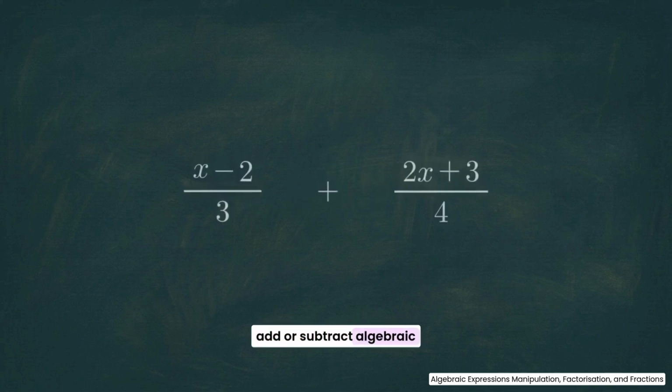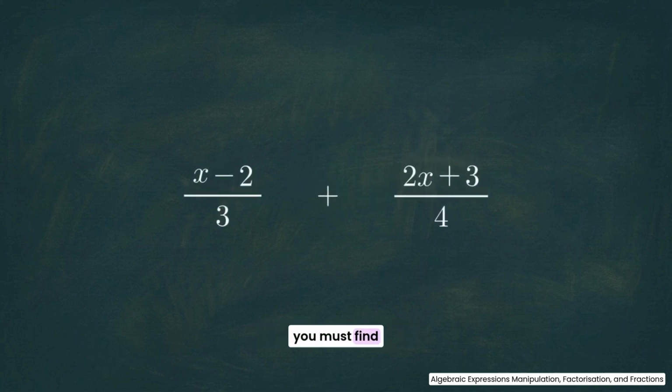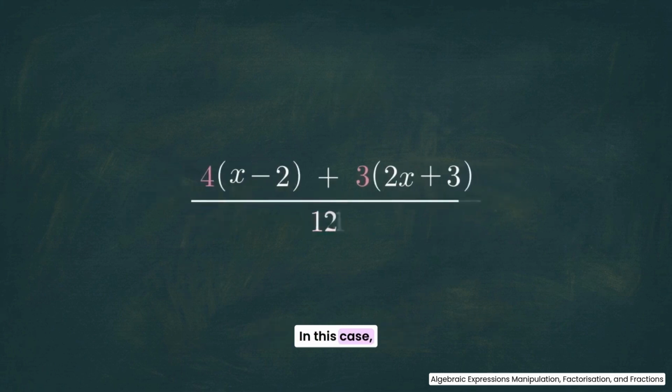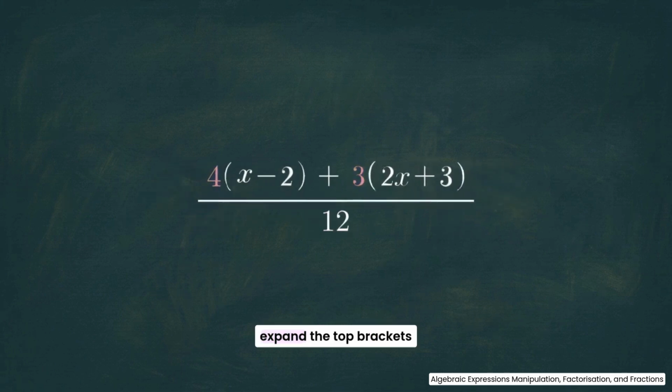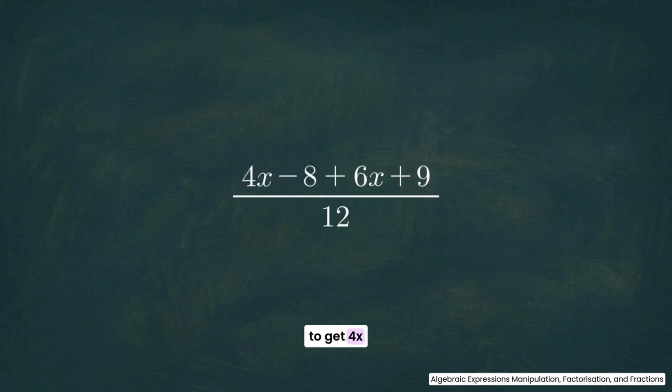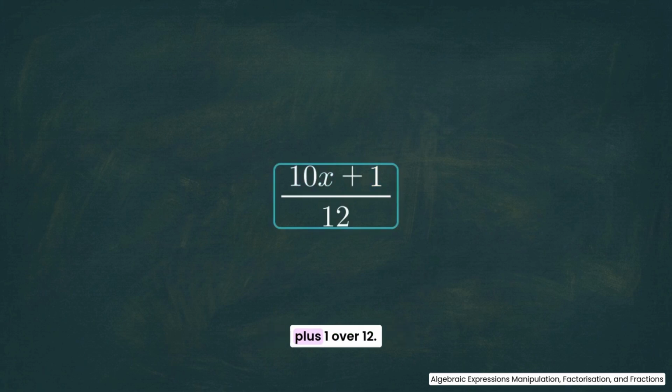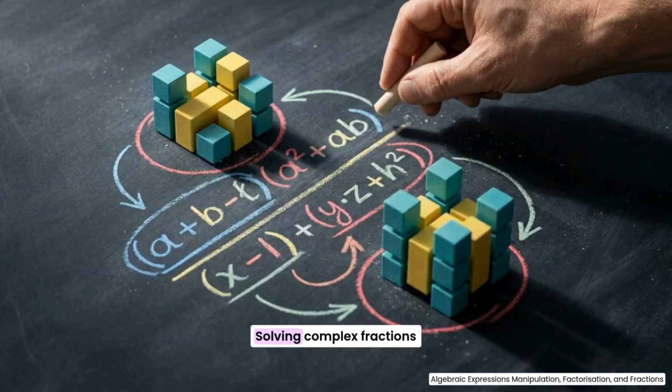To add or subtract algebraic fractions, you must find a common denominator, just as you would with numerical fractions. In this case, we use 12. Finally, expand the top brackets to get 4x minus 8 plus 6x plus 9 and collect the like terms. The fraction simplifies to 10x plus 1 over 12. Solving complex fractions effectively combines expanding, collecting, and factorizing into a single sequence.